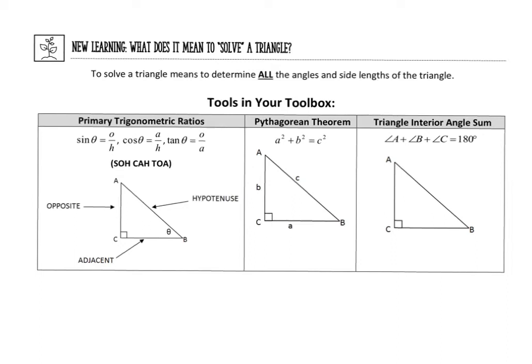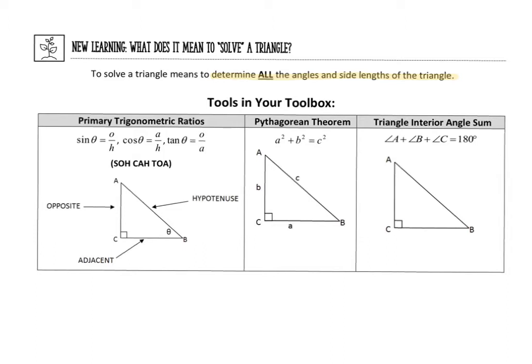Hi everyone, today we're going to look at what it means to solve a right angle triangle. Solving a right angle triangle really just means to determine all the angles and all of the side lengths of the triangle. You're going to need some various tools to be able to do this. The primary trig ratios will be one set of the tools.